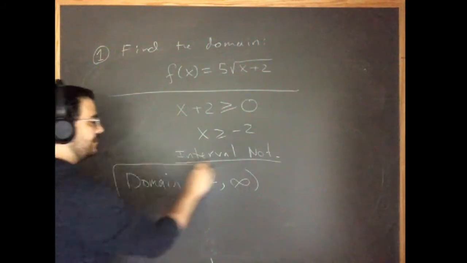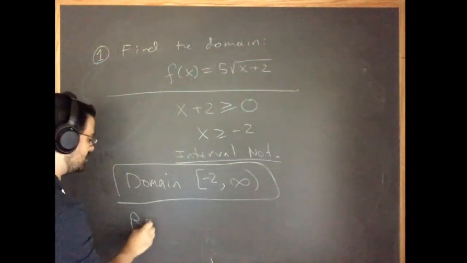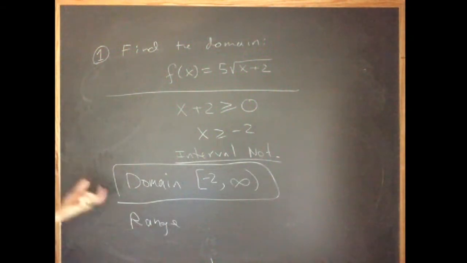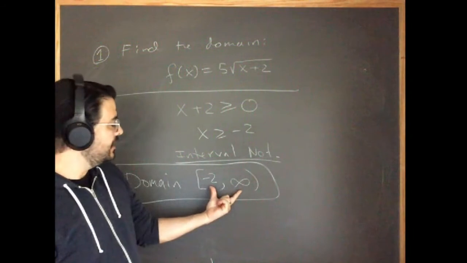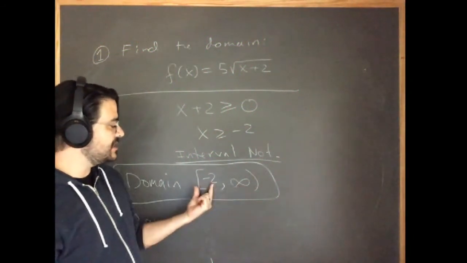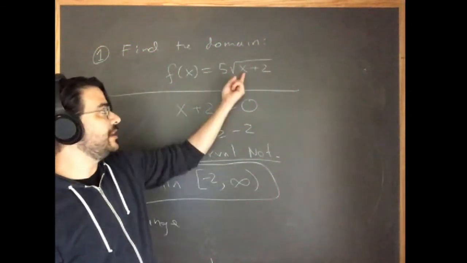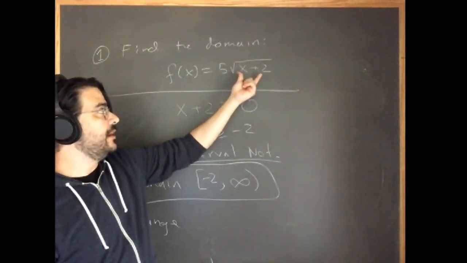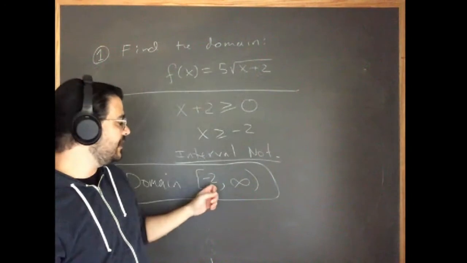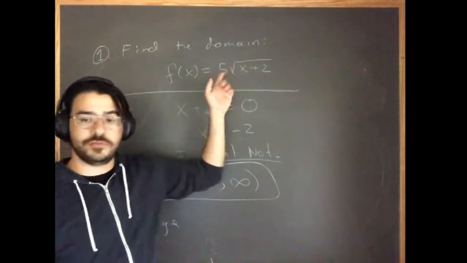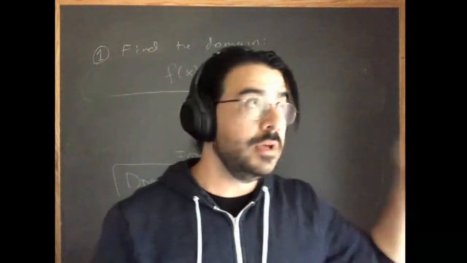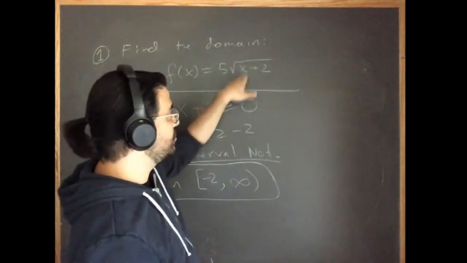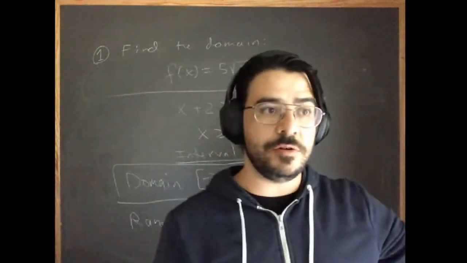And if we're following the how-to, we should also find the range, even though it's not part of the question here, but let's think about what the range is. And what happens is you plug in these values, and the smallest one that you would get is this -2, right? So if I plugged in -2, I get -2 plus 2, that would be 0. The square root of 0 would be 0, and 0 times 5 is 0. So if I plug in -2, the output of this function is 0. Now, if I plug in anything else in this domain, then it's going to be the square root of a positive number, which is positive. So that's even bigger than 0.